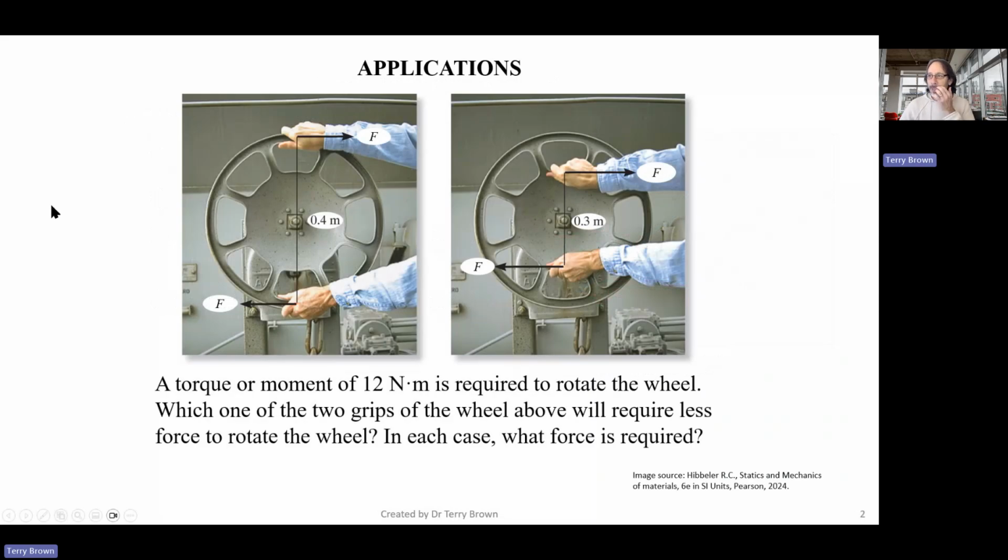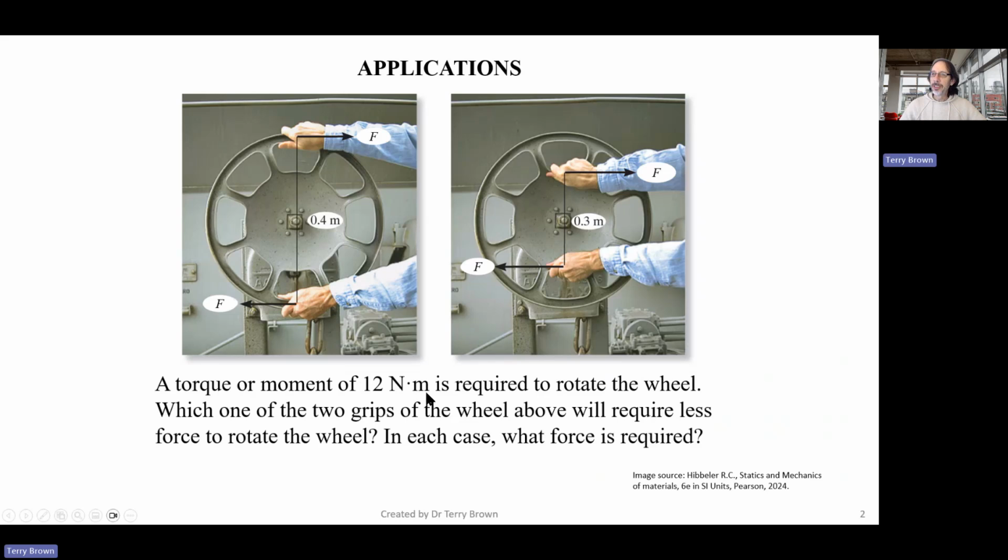Some simple applications here. So fairly intuitive, right? If we need to turn this wheel and it requires a torque of 12 Newton meters to rotate the wheel, which one of the two grips of the wheel above will require less force to rotate the wheel? And then in each case, what force is required? So I think you probably know from experience that if we move our hands further apart here, we require less force to turn the wheel than if we try and turn the wheel with our hands closer together. So what force is required?